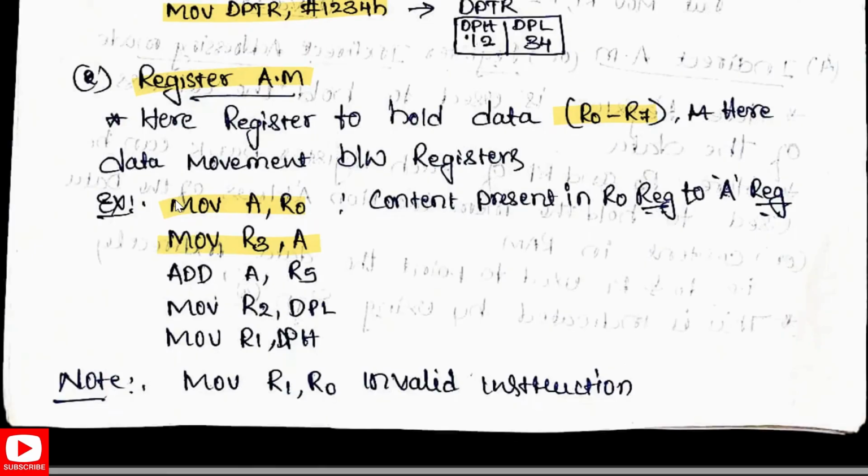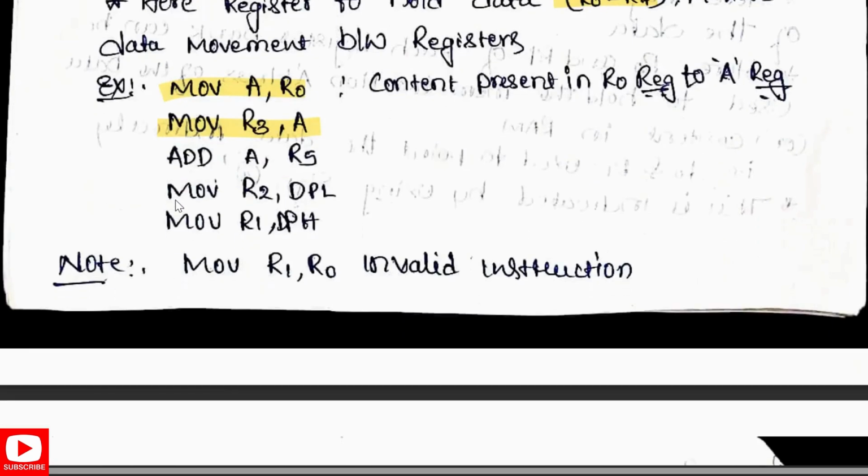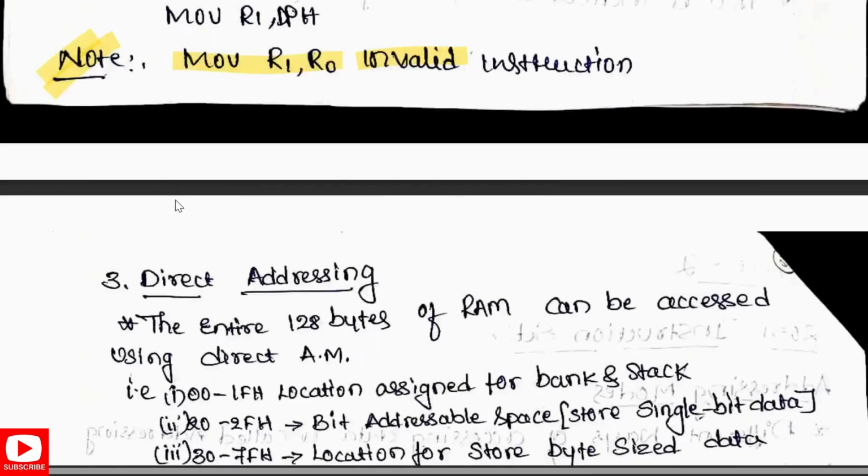So like this, these are some of the instructions. You have to note mainly that you cannot move between the two registers by mentioning it as MOV R1, R0. This is an invalid instruction. You have to move it to an accumulator A or any of the other registers, and then you have to move back to R1. You cannot directly do it between the two registers.